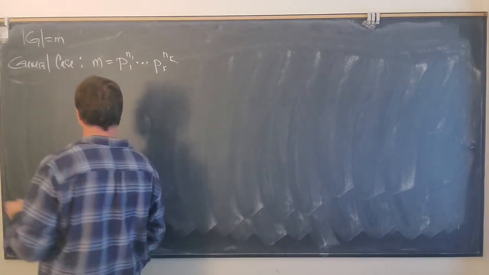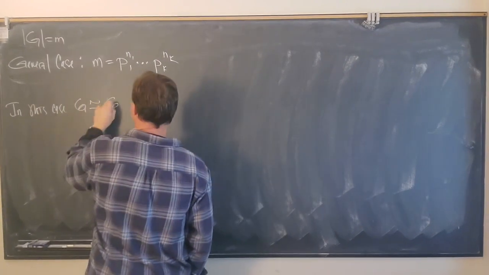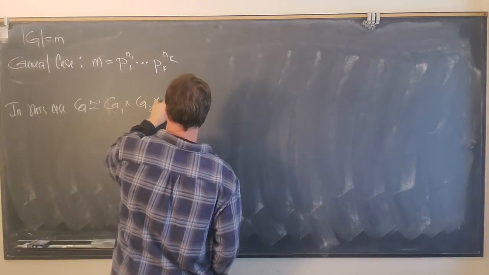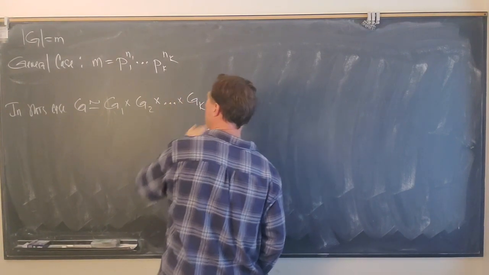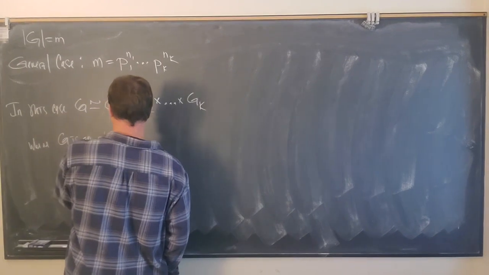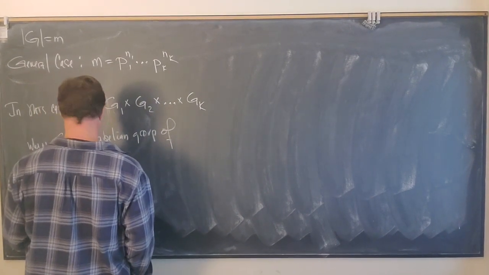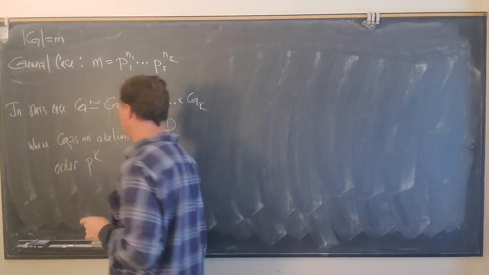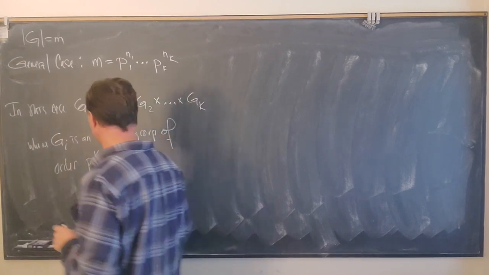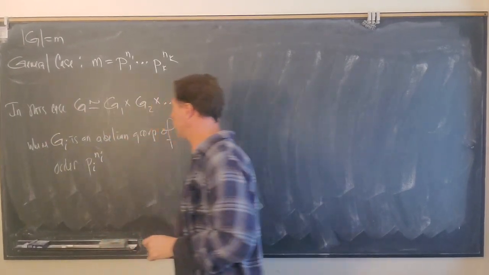So now, according to the fundamental theorem, in this case G is isomorphic to G1 cross G2 cross dot dot dot cross Gk, where each Gi is an abelian group of order pi raised to the ni. And I think I got all my subscripts and superscripts correct here.